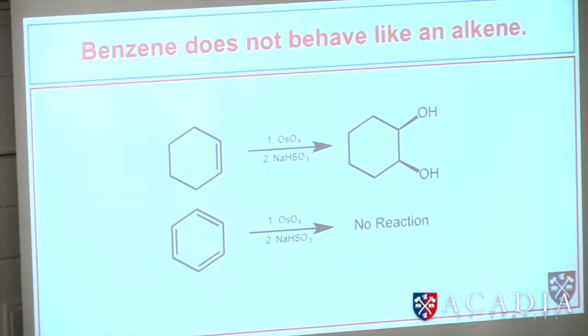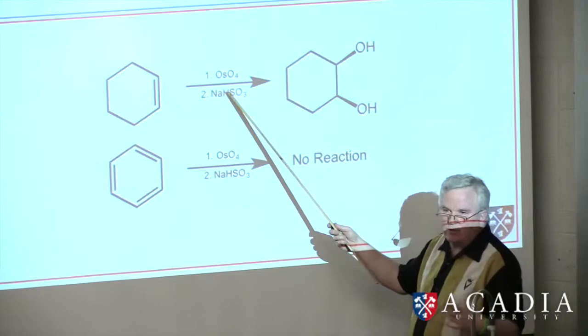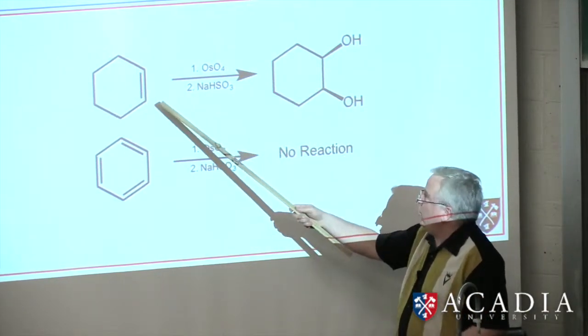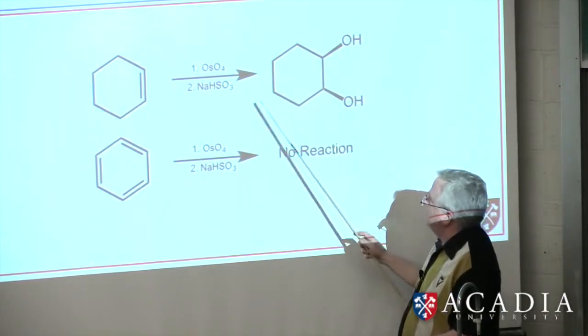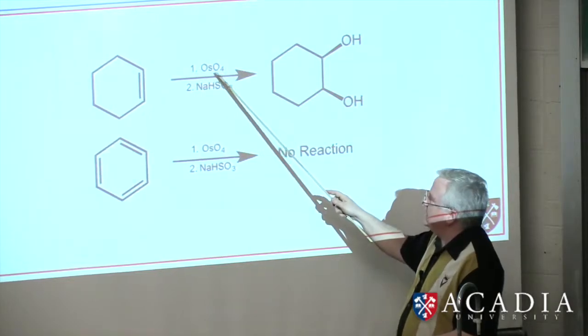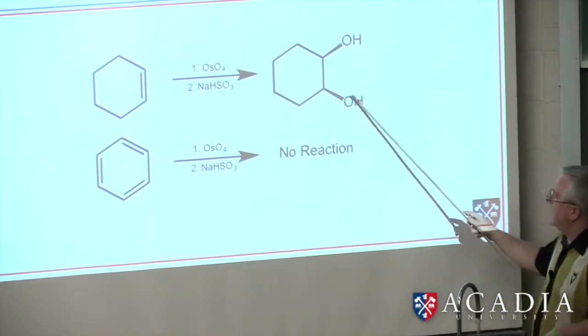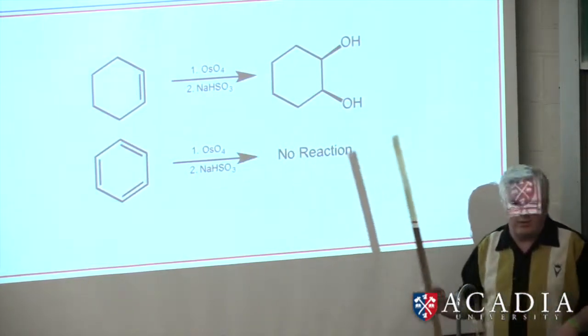Benzene doesn't behave like an alkene. For example, this oxidation reaction, which you would have learned about last semester, and don't worry, I'm not going to test this, but we can make these dihydroxylated compounds by reacting an alkene with osmium and working it up with this stuff, and we get our hydroxides in the cis position. Nothing happens if we try that same reaction with benzene.